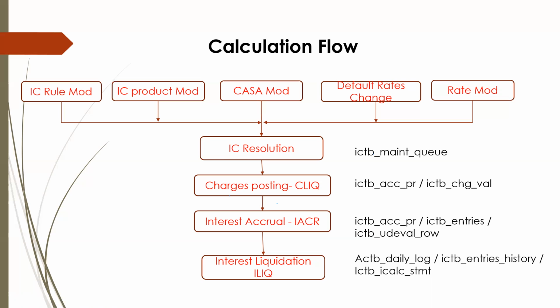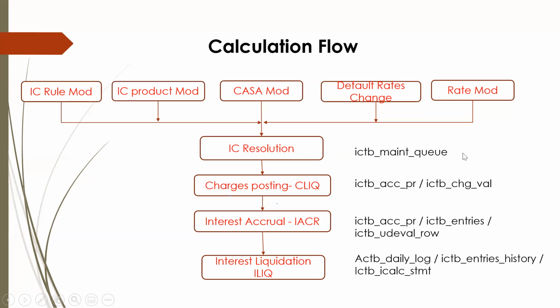Suppose you have any problem with interest: there is a table ICTB_ACC_PR where it stores what interest and charge products are associated with that account. If it is not coming here, then there is a problem in resolution. There is also a table called ICTB_MAIN_QUEUE. This table stores what resolutions are pending for that particular branch, branch-wise. When my ICEOD starts, the system goes and checks this table for the branch for anything unprocessed. If there is nothing, then this is a success.